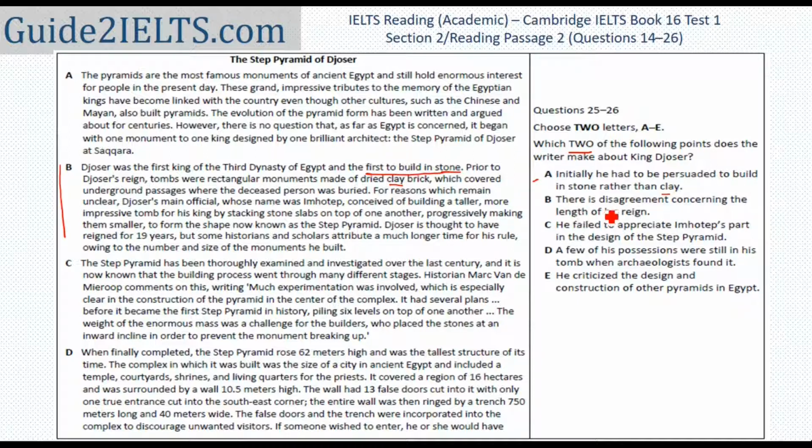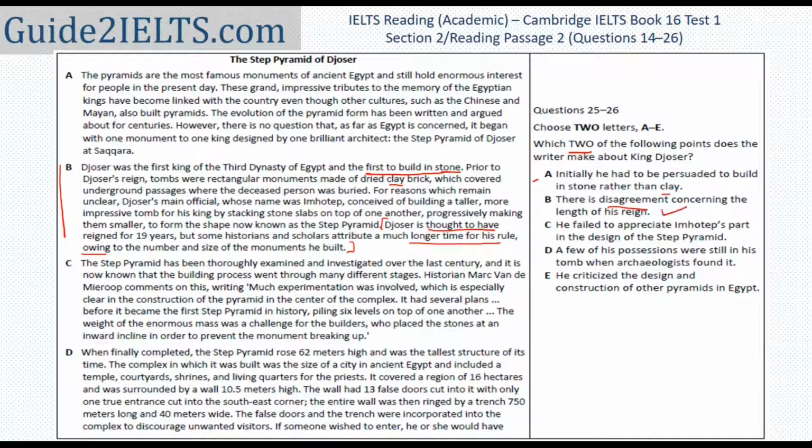There is disagreement concerning the length of his reign. This I know to be true, but I'll still read it. It is right here. He is thought to have reigned for 19 years. Thought to have means that it is believed to be so, but there is no concrete proof of it. So it says here that Djoser is thought to have reigned for 19 years. It is believed that he ruled for 19 years, but some historians and scholars attribute a much longer time for his rule owing to the number and size of the monuments he built. So is there a disagreement?